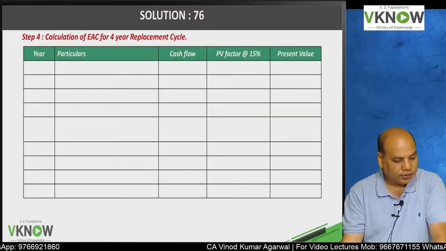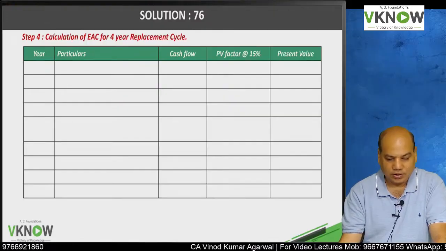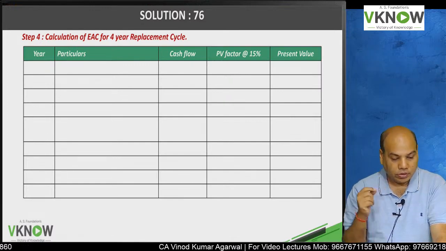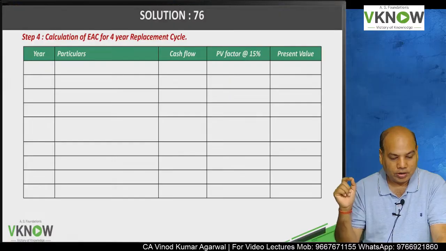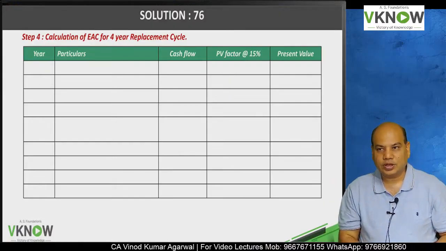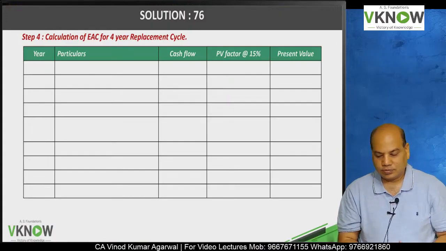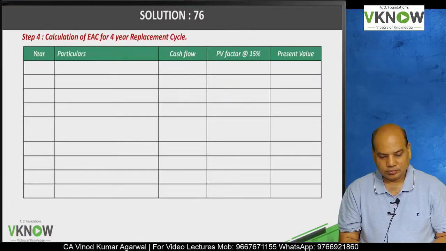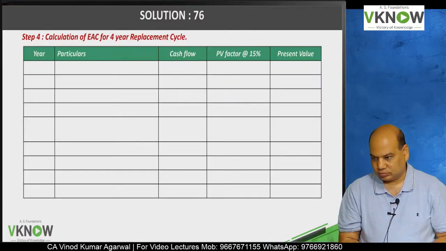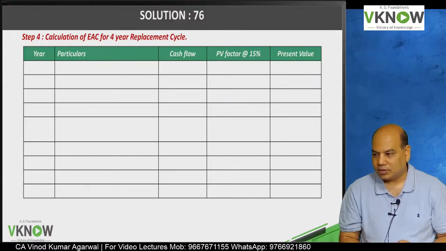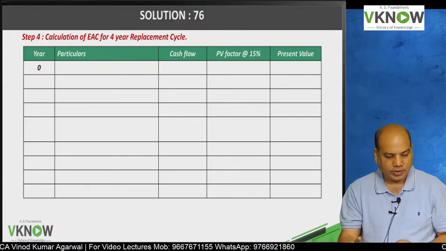Calculation of EAC for the 4-year replacement cycle. Year, particulars, cash flow, PV factor and present value. The format is the same.